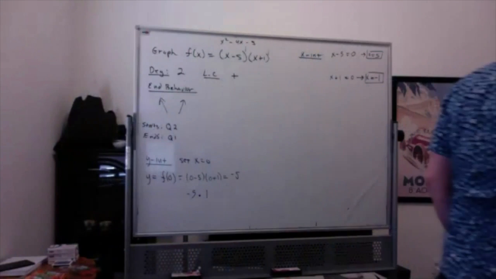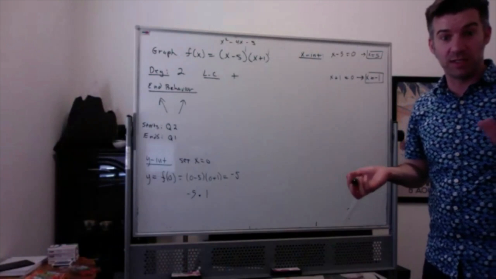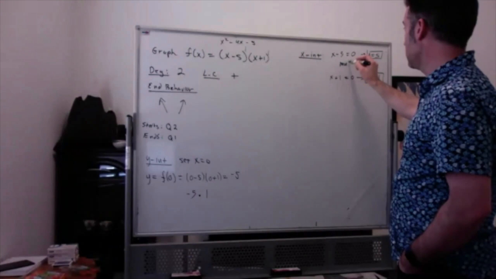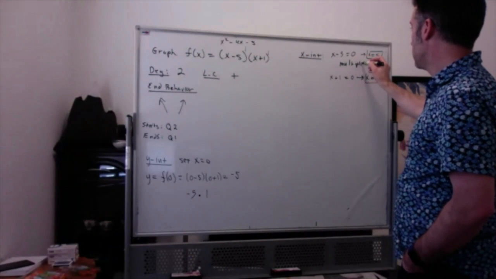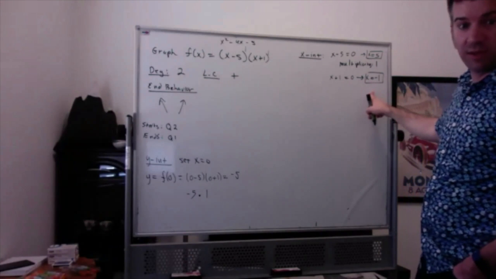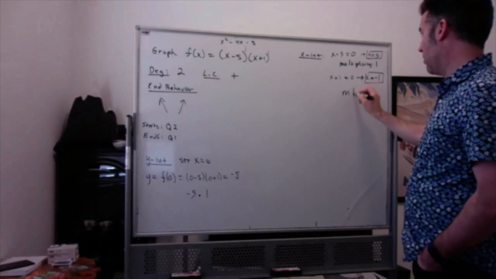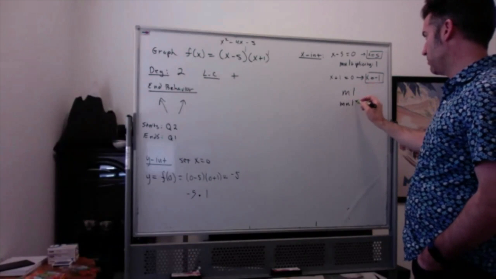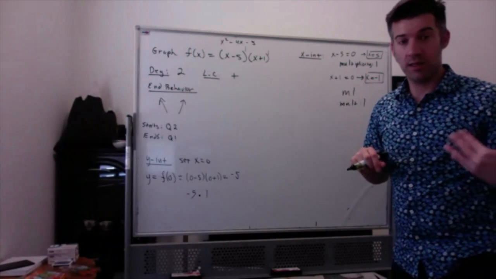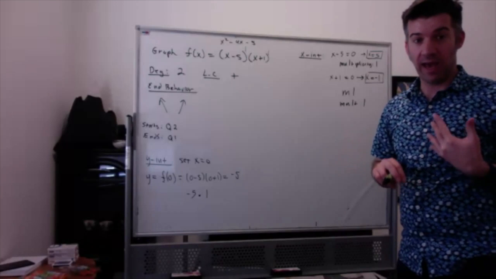But what I want to say here is that the multiplicity being even or odd actually tells us something. So here, x equals 5 has a multiplicity that's 1. And the same is true for x equal to negative 1. Usually I just write m1 for multiplicity of 1. But when the multiplicity is odd, the graph crosses the x-axis at that intercept.